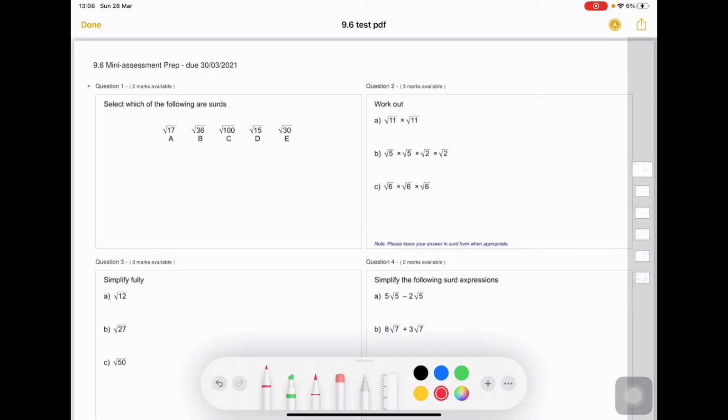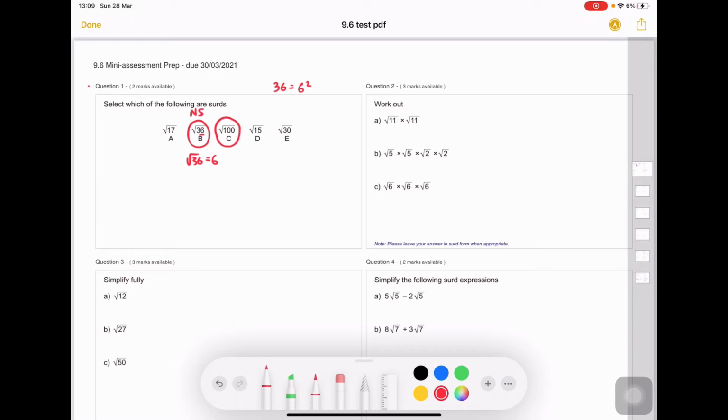Question 1. Select which of the following are surds. So, we know that 36 is a square number because 36 is 6 squared. So root 36 is 6. Root 36 equals 6. So this one is not a surd. So I write not a surd.